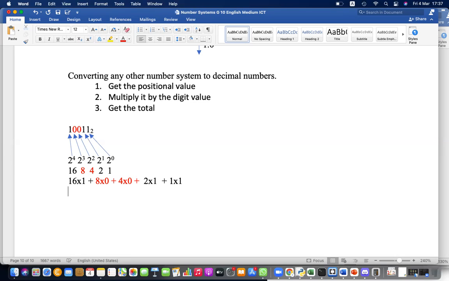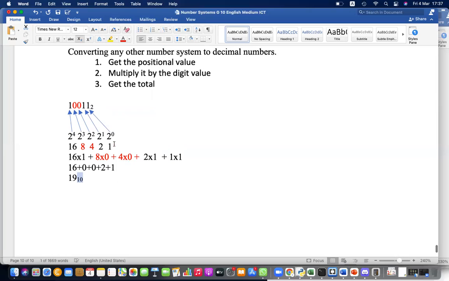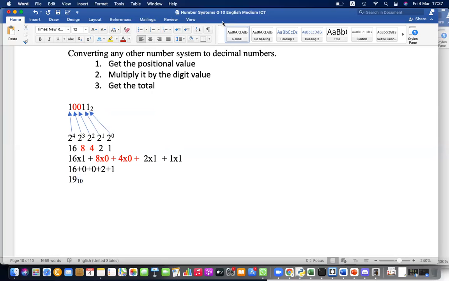The answer will be 16 plus 0 plus 0 plus 2 plus 1, which will be 19. That is in base 10. And this is how you convert the number: 19 in base 10. So this is 1 and this is 2, 4s, 8s, 16s, altogether the number is 19.